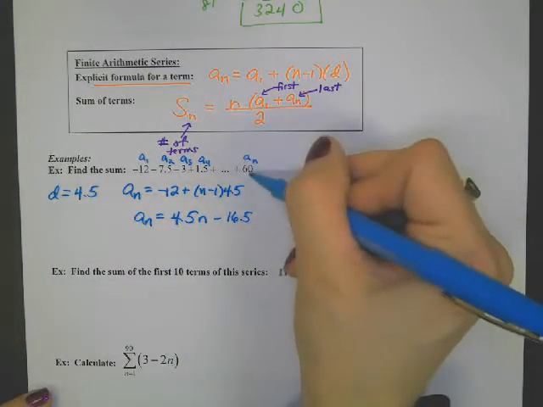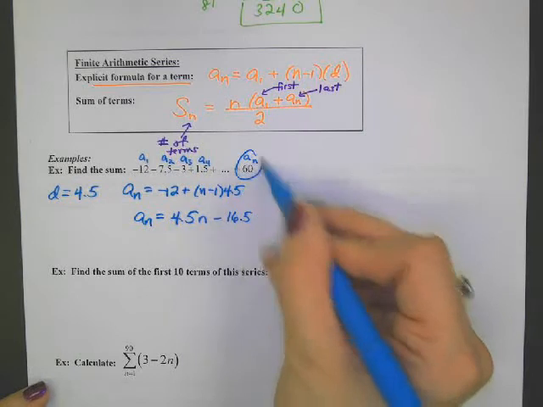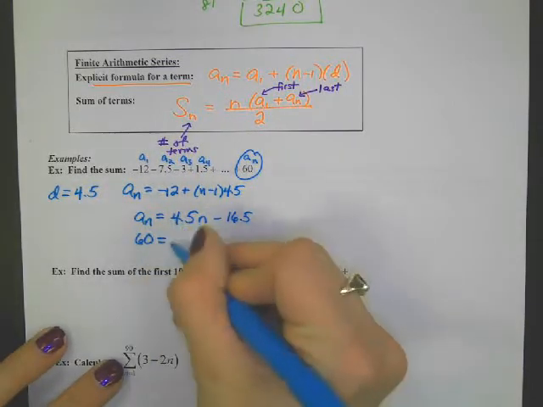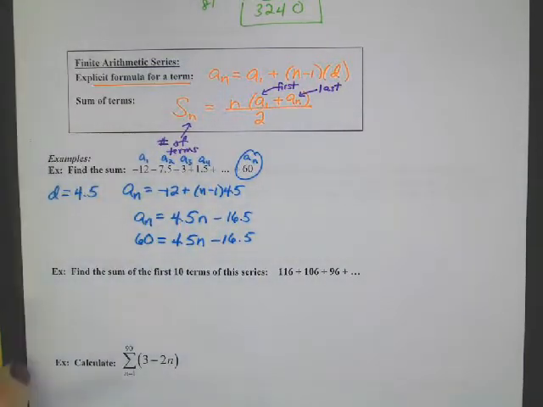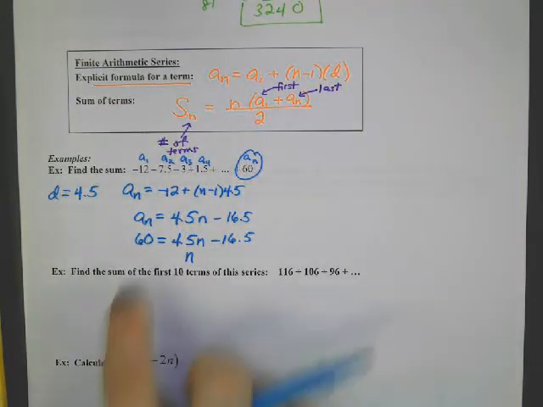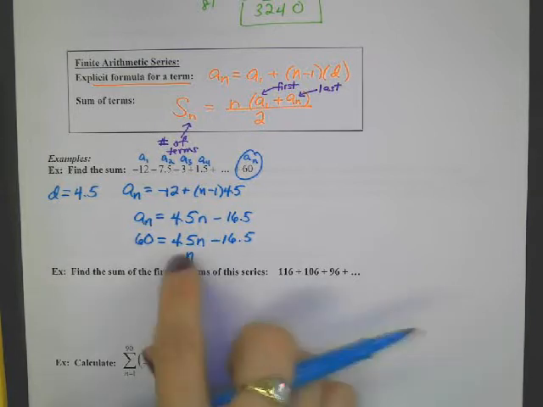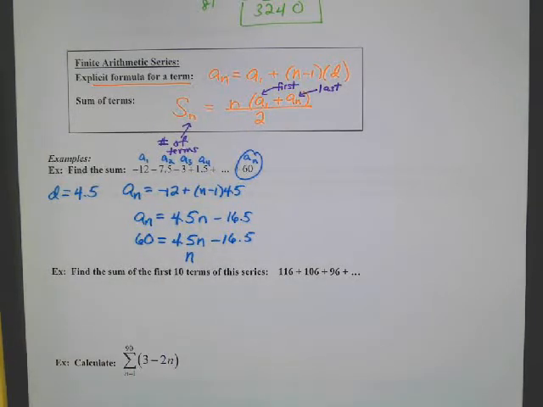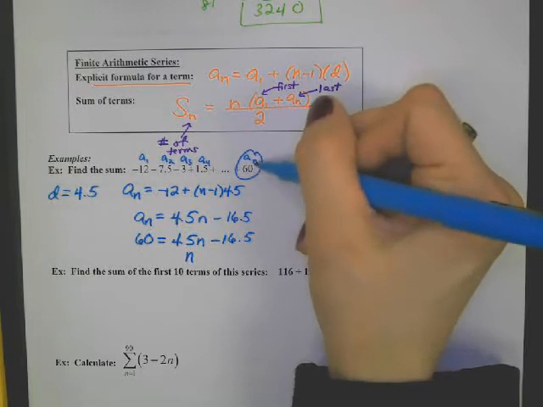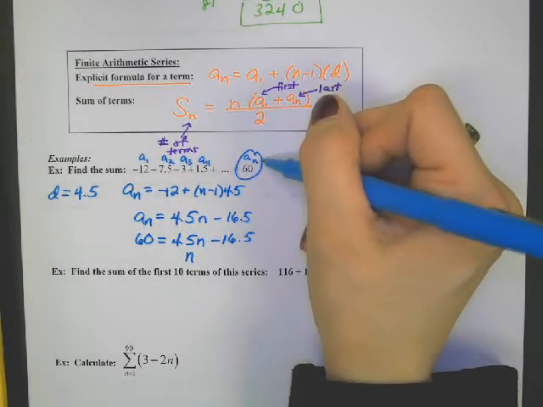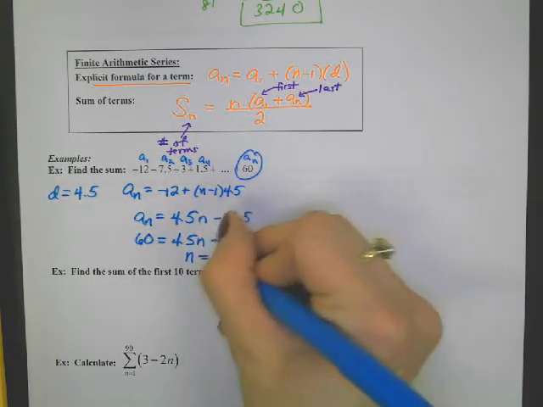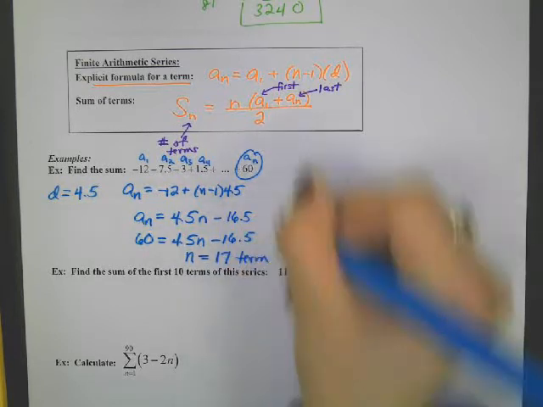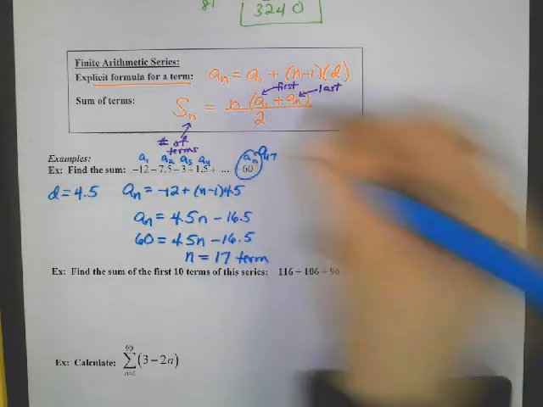Now I know the a sub n term is 60. So let's go ahead and put that 60 into the formula. 4.5n minus 16.5. So go ahead and solve for n. 60, add 16.5, then divide by 4.5. So do you think this could be the 3.5 term? The 11.27 term? This is a nice number. This is a whole number right here. This is the 17th term. This is actually a sub 17.